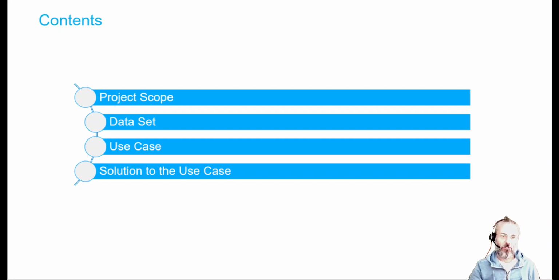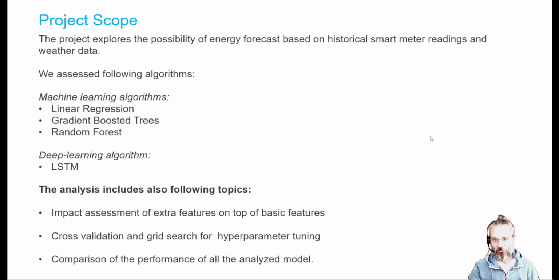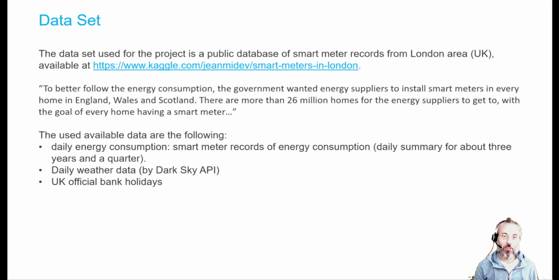In this presentation, we will look at project scope, dataset, use case, and solution to the use case. The project explored the possibility of energy forecast based on historical smart meter readings and weather data. We assessed the following algorithms: linear regression, gradient boosted trees, and random forest for machine learning, and LSTM, long short-term memory, for deep learning. The analysis includes impact assessment of extra features on top of basic features, cross-validation and grid search for hyperparameter tuning, and comparison of the performance of all analyzed models.